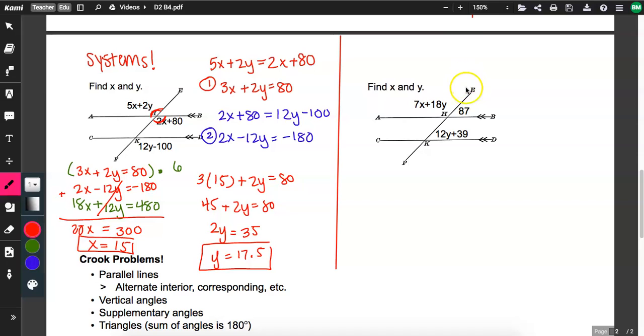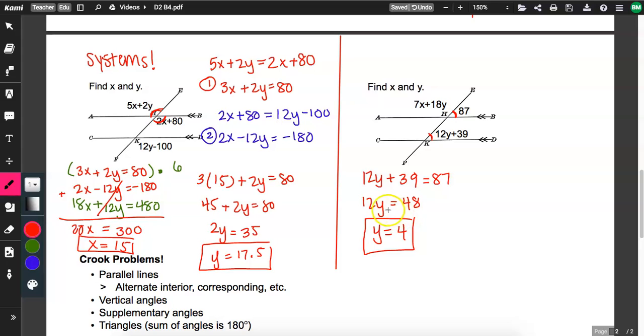So when I look at this, I notice I have these corresponding angles here, and I only have one variable. These guys should be equal to each other, so I can start with that. 12y plus 39 equals 87. Now this is actually easier because it's just a linear equation, so I can solve it right away. 12y equals 48, divide by 12, y equals 4.